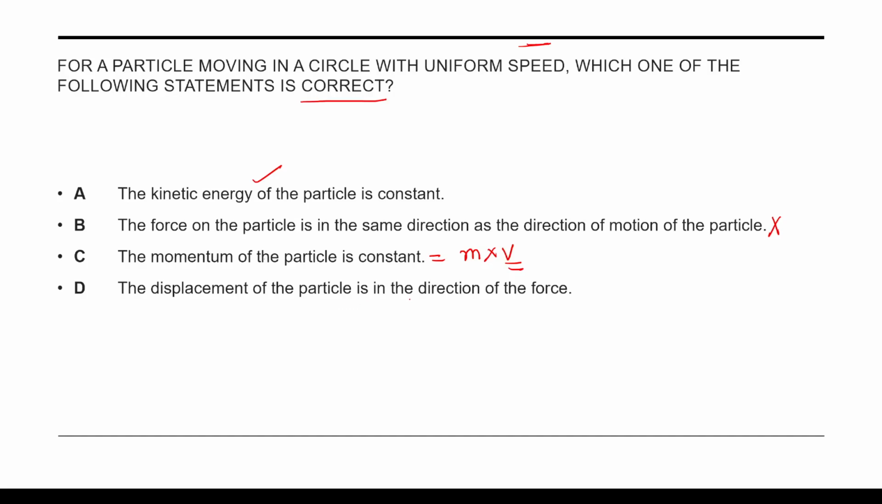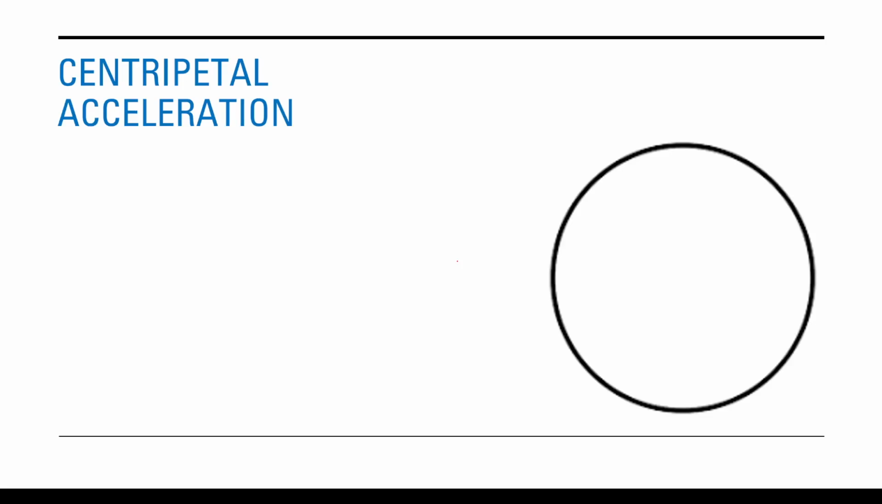Displacement of the particle is in the direction of the force. That's not right. Displacement is in the direction of velocity. So if your velocity is in this direction, your displacement will also be in this direction. So that's also wrong. That's the right answer: kinetic energy is constant because speed is constant.